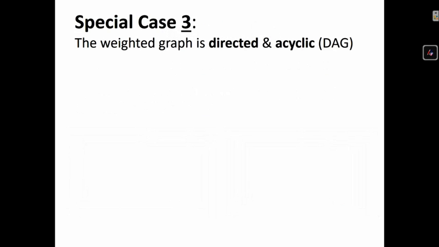Okay, next case. This one is a very interesting case. This is a case where the input given to you is a weighted graph that is directed and acyclic. It's a directed graph, and it's acyclic, no cycles. So it's called a DAG. Now, one problem with SSSP is that for general graphs where you have cycles, cycle is a major problem.